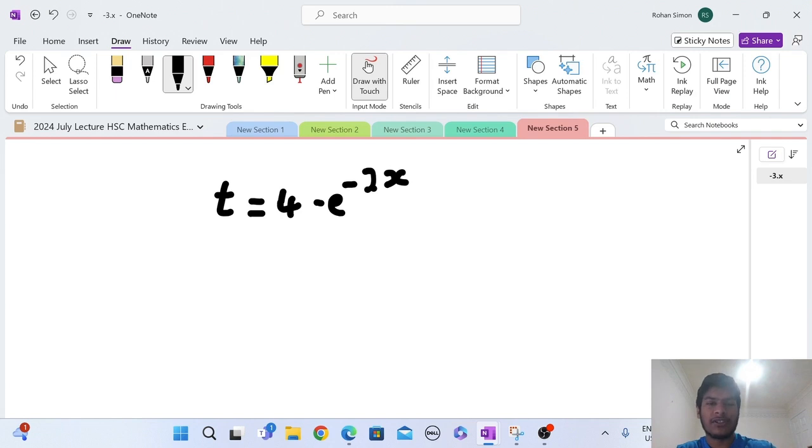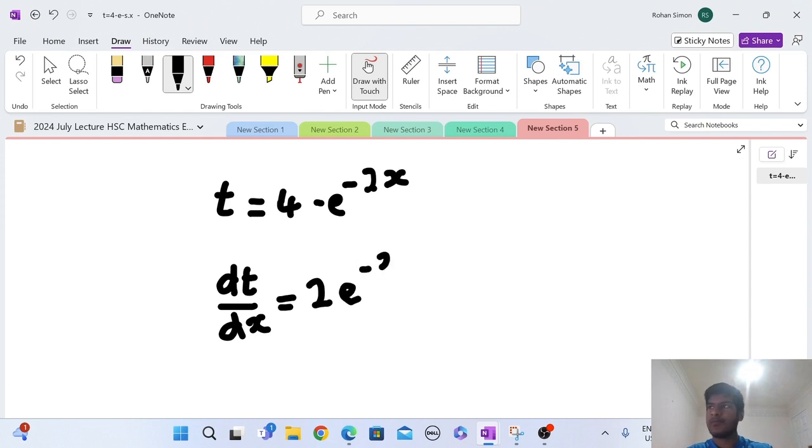Now we have an option of trying to rearrange this and get x equals so-and-so in terms of t, but there turns out to be a more efficient way, and that is to use one of the rules for reciprocating derivatives, again treating derivatives a bit like fractions, but it's a result of the chain rule. So if we take the derivative of t with respect to x, which is the flipped version of velocity, the derivative of 4 is just 0, and the derivative of minus e to the minus 2x, bringing the negative 2 down, is 2e to the minus 2x.